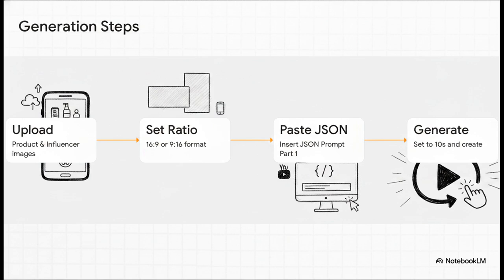or Shorts. Step 3, take that JSON prompt part 1 that ChatGPT generated for you and paste it straight into the prompt box. Step 4, set your clip duration to 10 seconds and smash that generate button. You're basically sitting in the director's chair right now, pushing the buttons to make the magic happen.